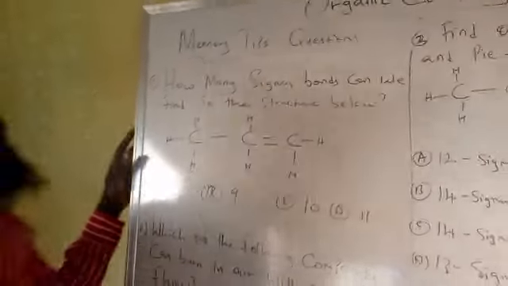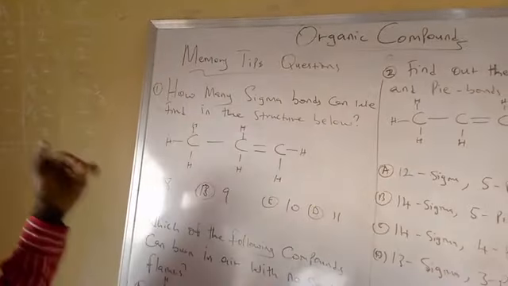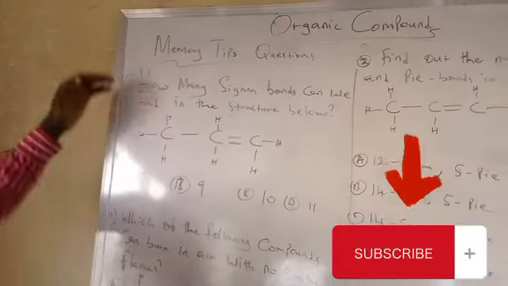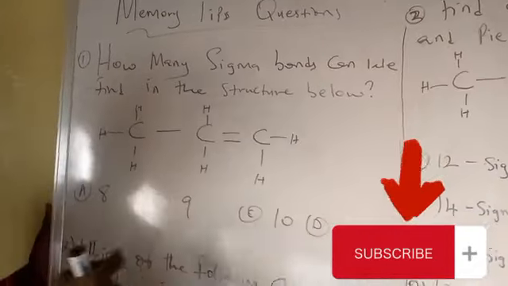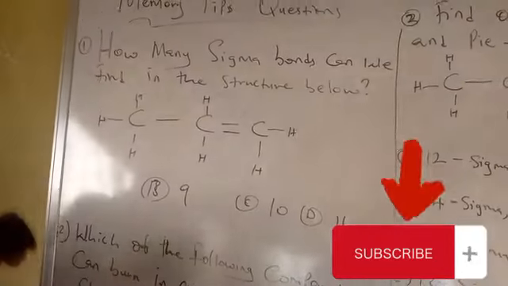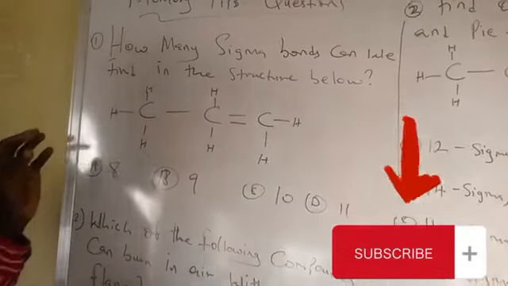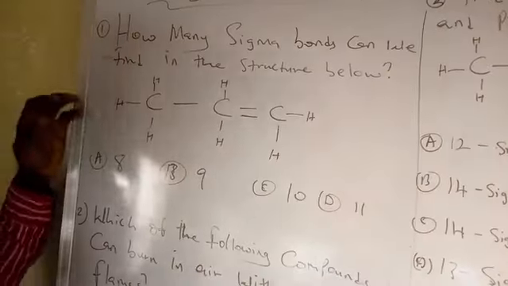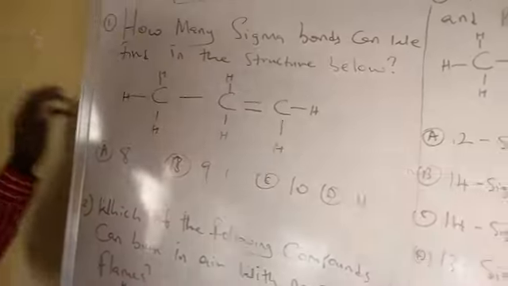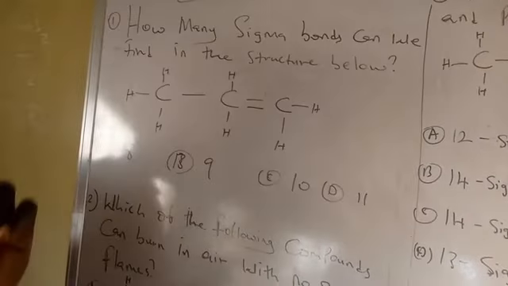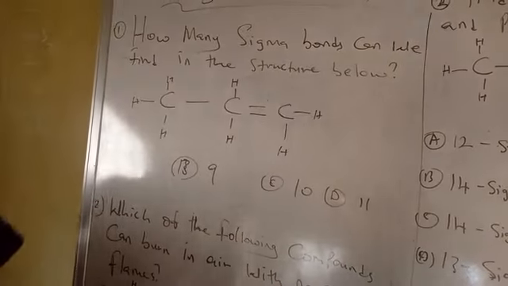Now on our memory tip questions, which are questions that are based on what we discussed. Number 1 says, how many sigma bonds can we find in the structure below? Now this is the structure. We want to know the sigma bonds in this structure. Now remember, in a structure, we said any single bond are sigma bonds. But in a pi bond or in a double bond, we have one pi bond and one sigma bond.